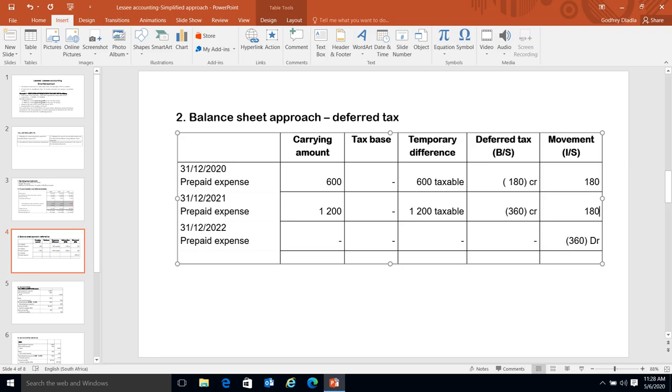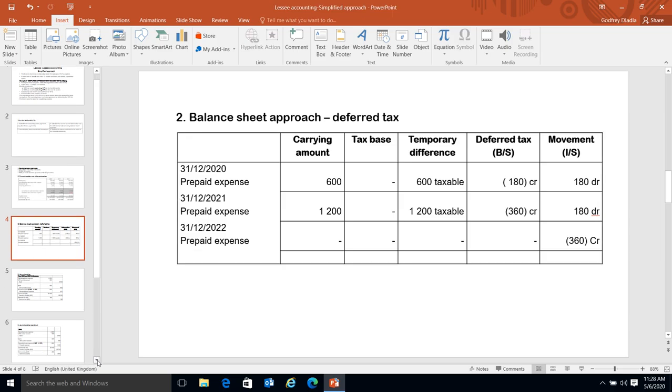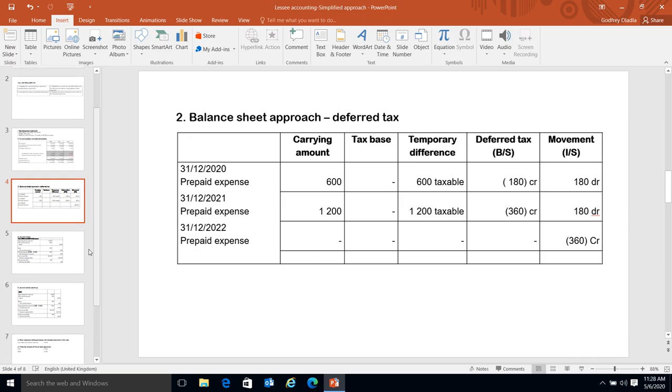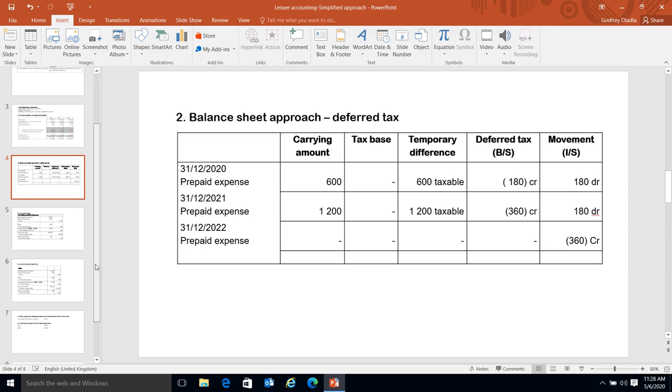Right. If this one, it can't be a debit. This one is a credit because it's a movement. The debit is this one, and this one also. Right. It's a debit. So you can see what is happening. Okay.